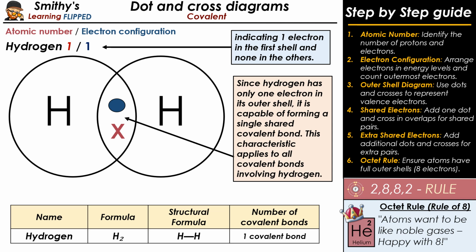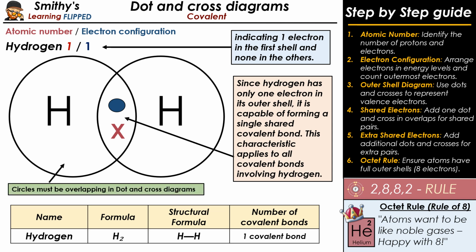Since hydrogen has only 1 electron in its outer shell, it's capable of forming a single shared covalent bond. This characteristic applies to all covalent bonds involving hydrogen. So whenever we have hydrogen, it only ever has 1 bond to share. It will always share its 1 electron and then share another electron with another substance. So whenever we're looking at hydrogen, you're basically going to see this configuration. Even with bigger molecules, it's still going to be a dot and a cross when hydrogen is involved.